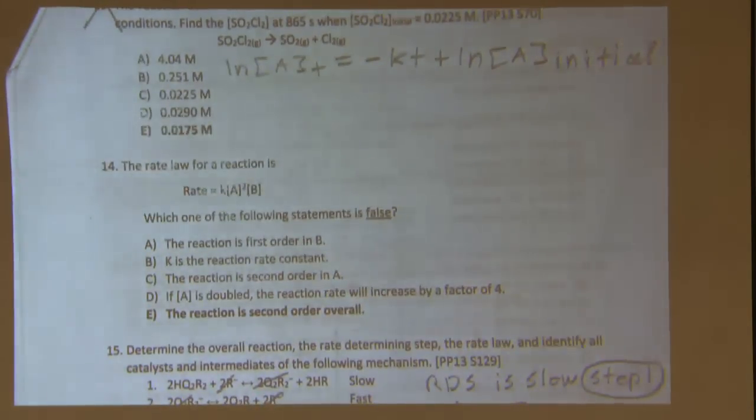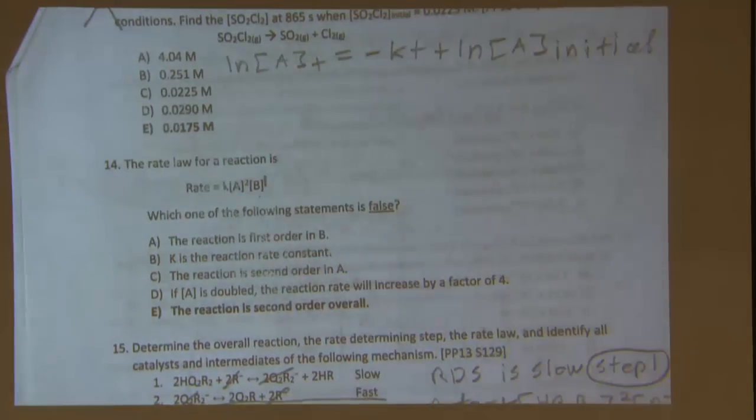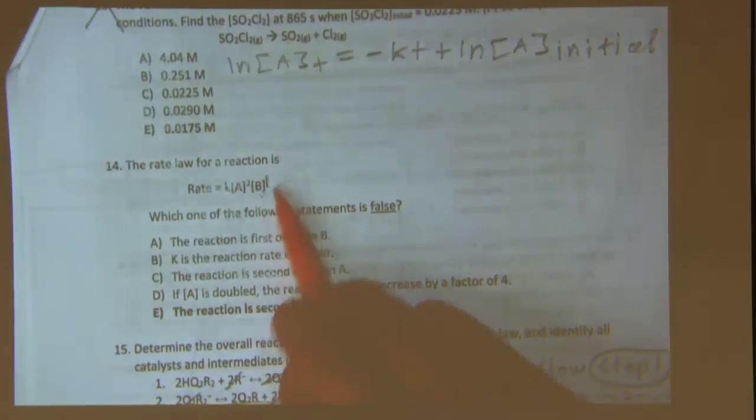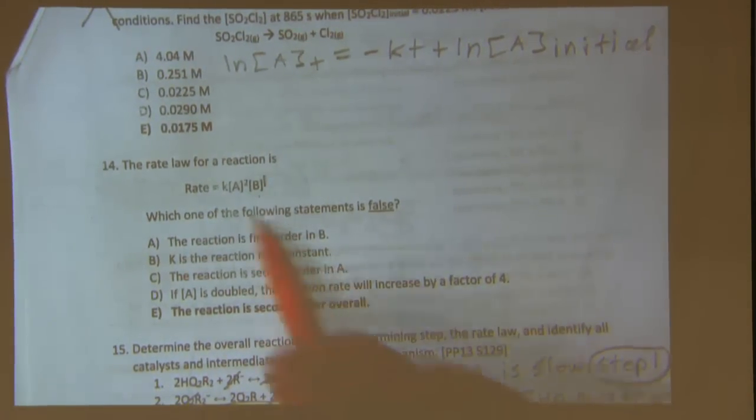Actually, yes. The reason it's tricky is because here you would expect to see a 1 up here if it was first order. But there isn't. And remember, anything to the power of 1 is just that thing, so we don't write a 1, we just leave it there. So this is a super tricky question, because this is actually a first order reactant, B. K is the rate constant.